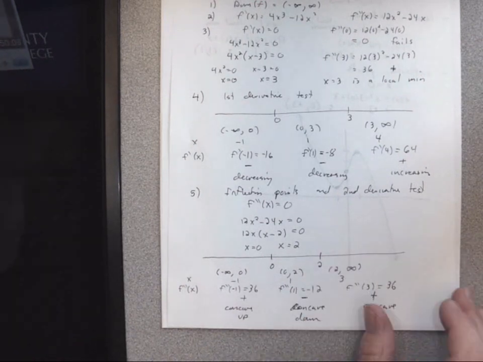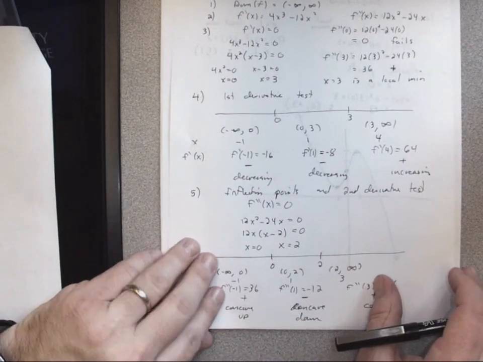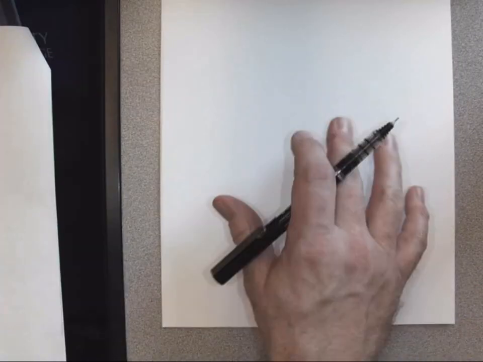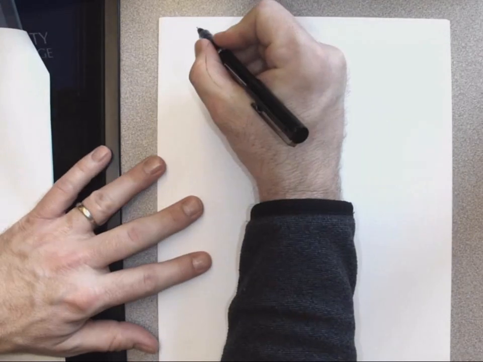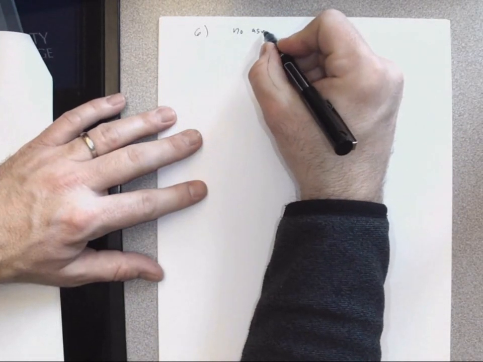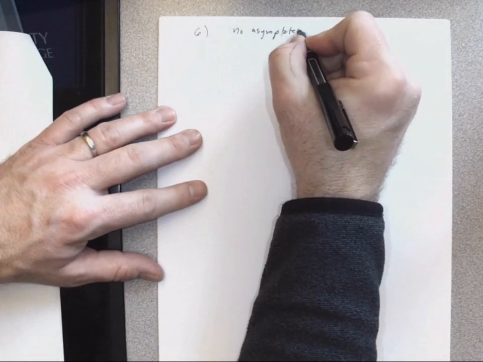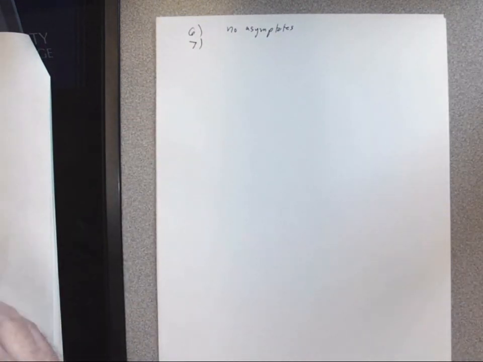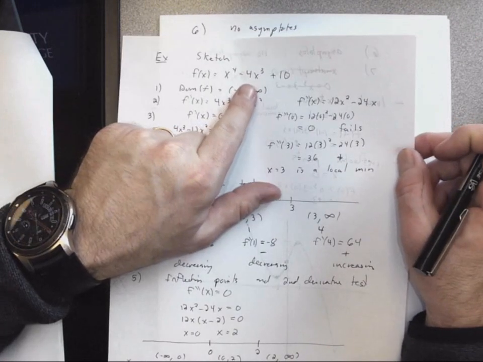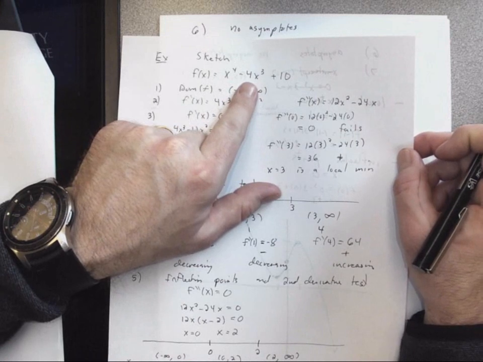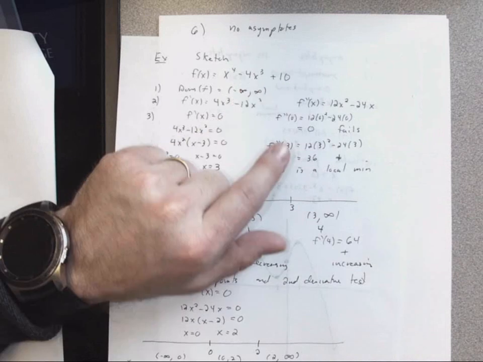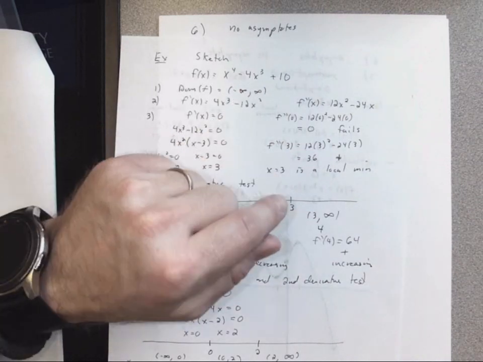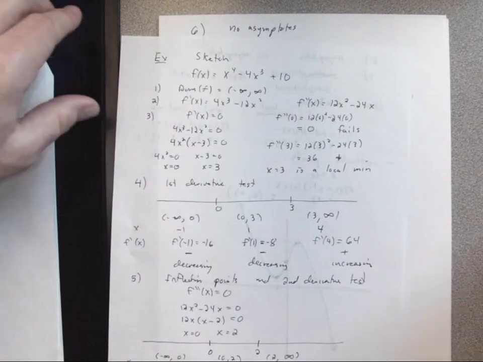Alright, so Number 6. There's no asymptotes. It's a polynomial again. Number 7. It's a 4th degree polynomial. Again, I'm not going to make you guys solve for x-intercepts of these, because they're really complicated. So what I'm mostly looking for is extrema and inflection points.